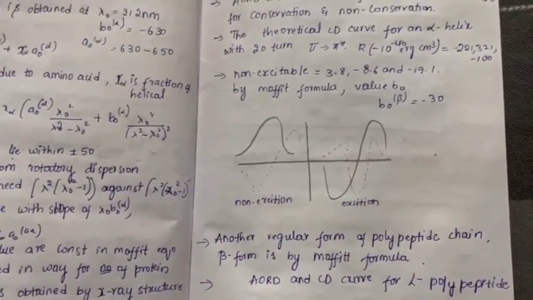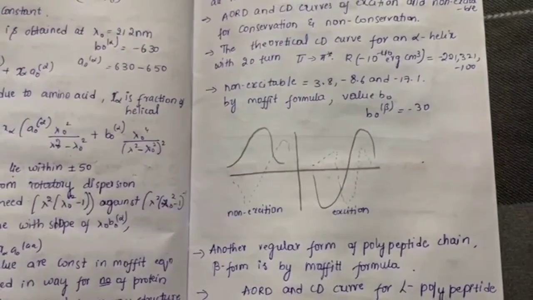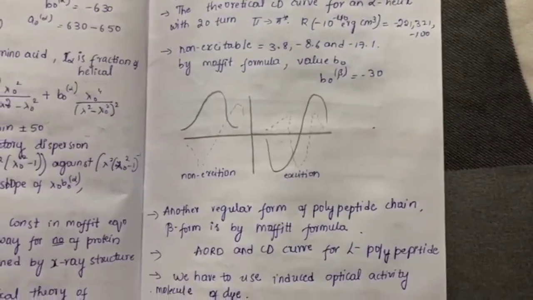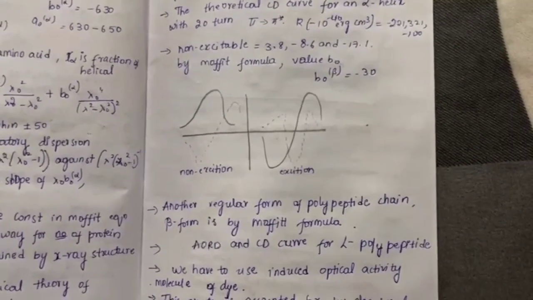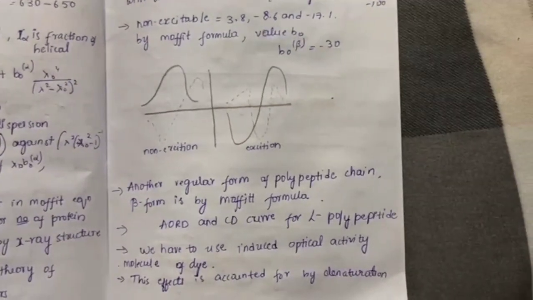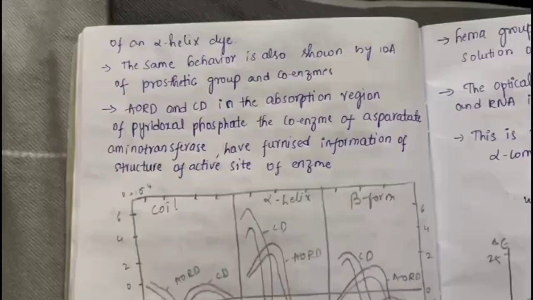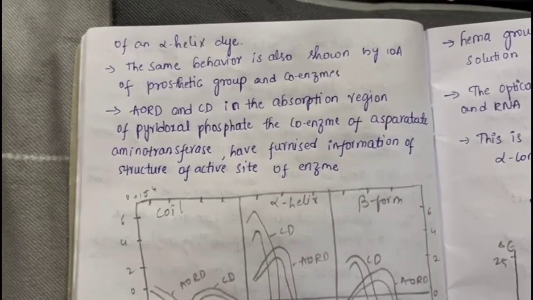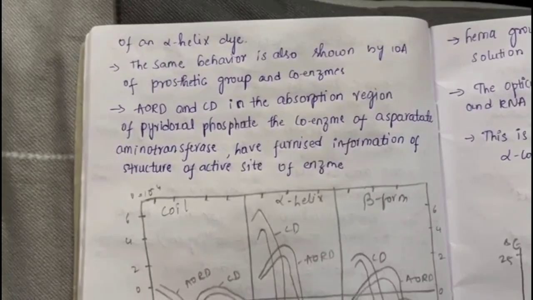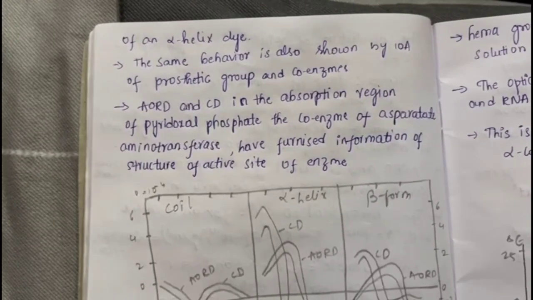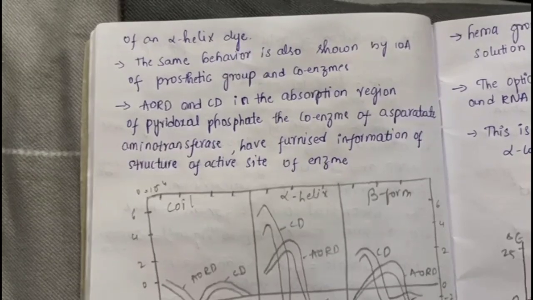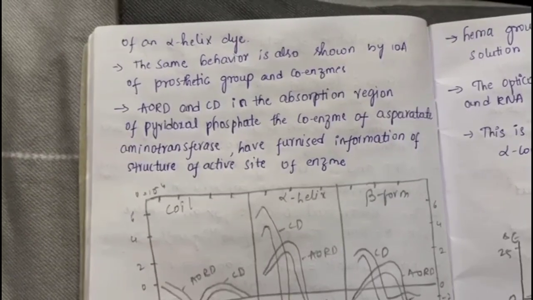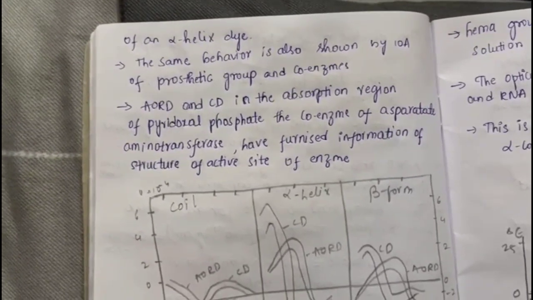Another regular form of the polypeptide chain, the B0 form, is given by the Moffitt formula. ORD and CD curves for L-polypeptide. We have to use induced optical activity in polymers of dye. This effect is accounted for by denaturation. The same behavior is shown by the heme for prosthetic groups and proenzymes. ORD and CD in the absorption region give pyridoxal phosphate, the coenzyme of aspartate aminotransferase, and furnish information on the structure and activity of an enzyme.